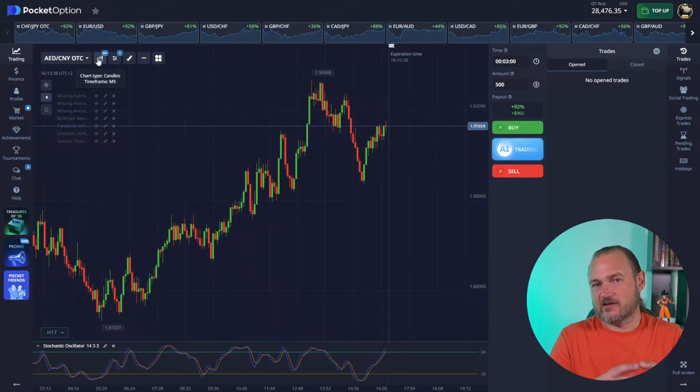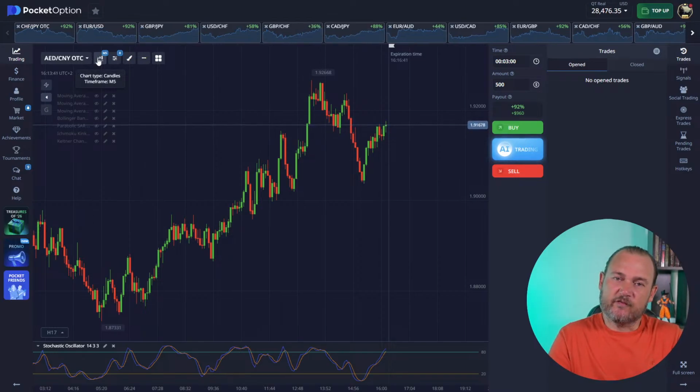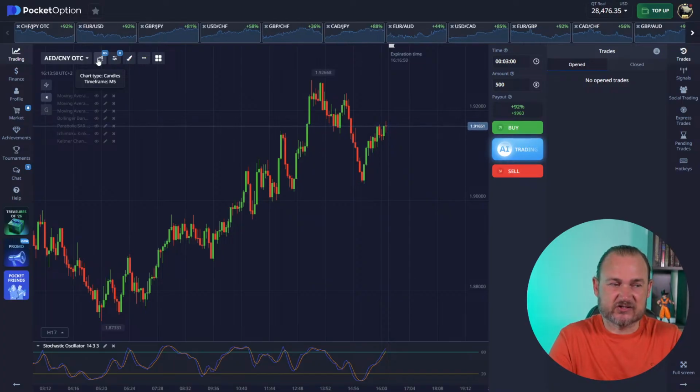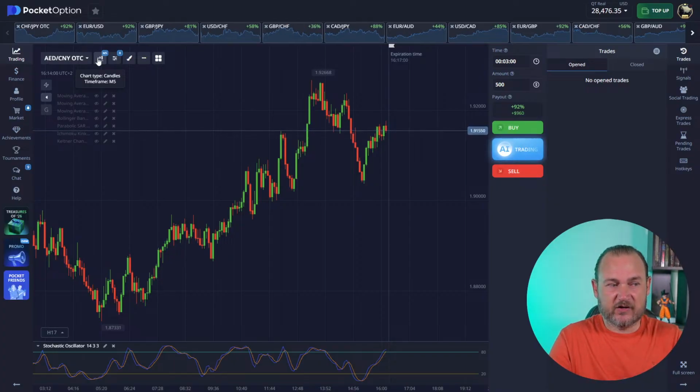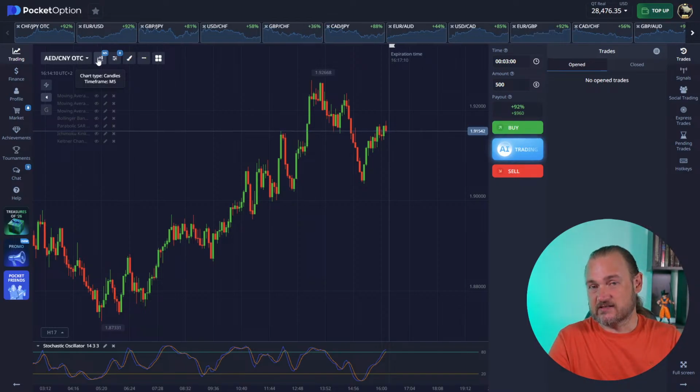Hidden divergence is a continuation divergence. So you will find that in a trend, while price is moving up or price is moving down, you will continuously find areas where the stochastic makes hidden divergence. And then usually when the stochastic starts making normal divergence, it is a reversal signal. So you will find that usually when you start seeing normal divergence, price is getting ready to make a turn to the opposite direction.